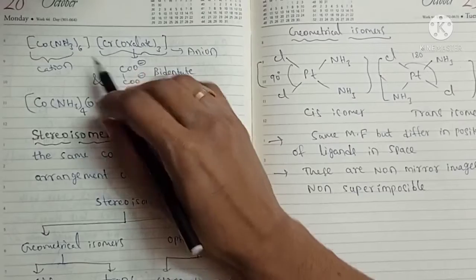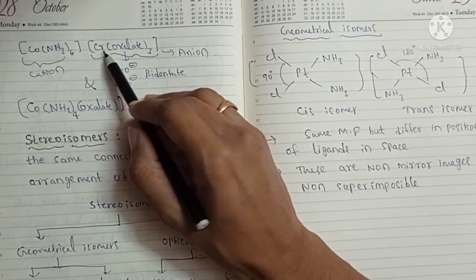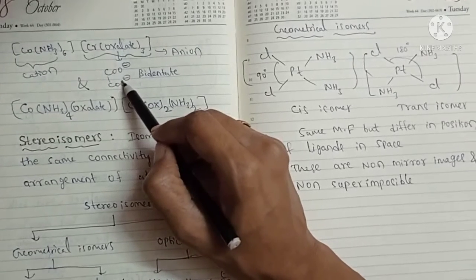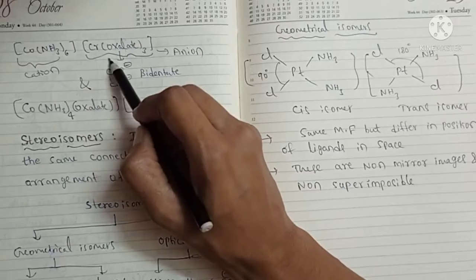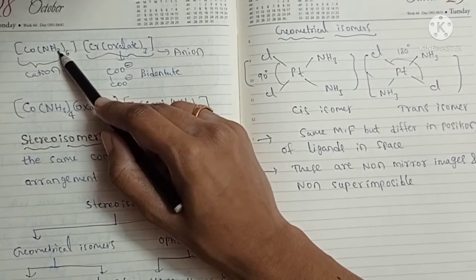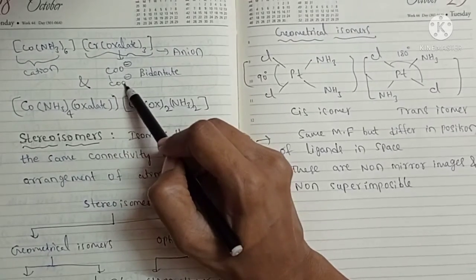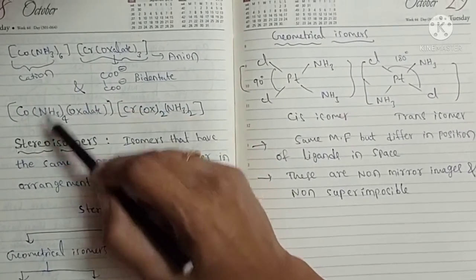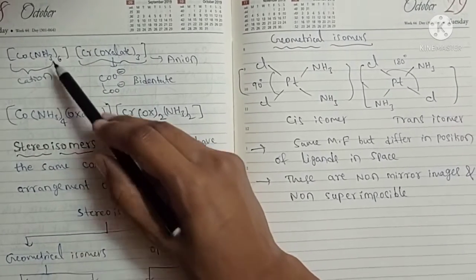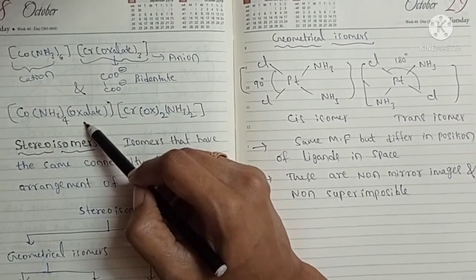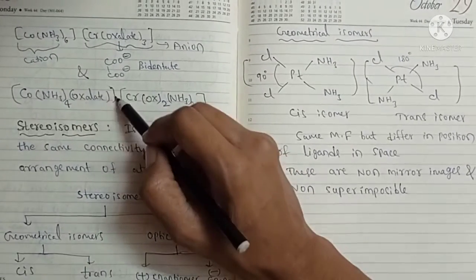And this is also an example. Cobalt with NH3 taken 6, chromium with oxalate taken thrice. Here oxalate is a bidentate ligand, but ammonia is a monodentate ligand. So how can we write the isomer? Instead of 2 ammonias, we can write only 1 oxalate because it is bidentate and ammonia is monodentate. So we can replace 2 ammonia molecules by 1 oxalate. So NH3 taken 4 and 1 oxalate here, and 2 ammonias here. We can write the isomer like this.